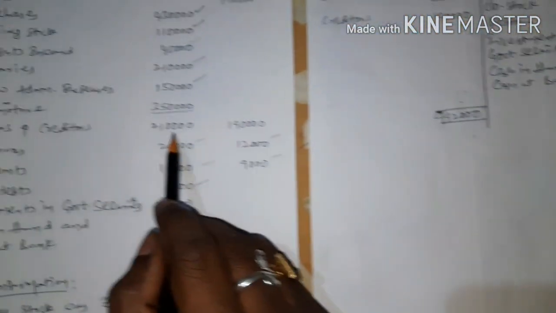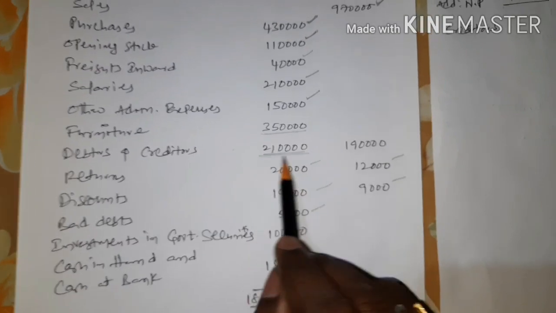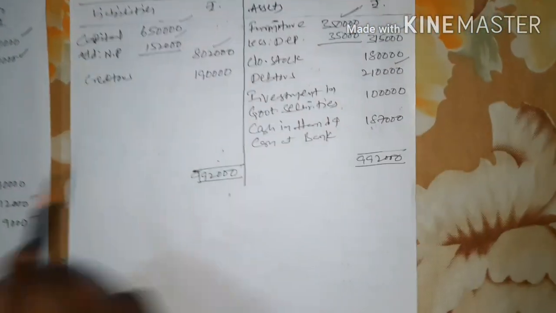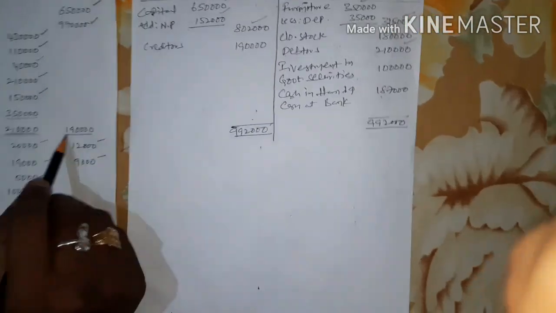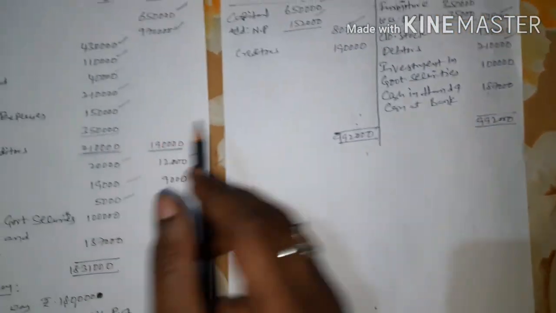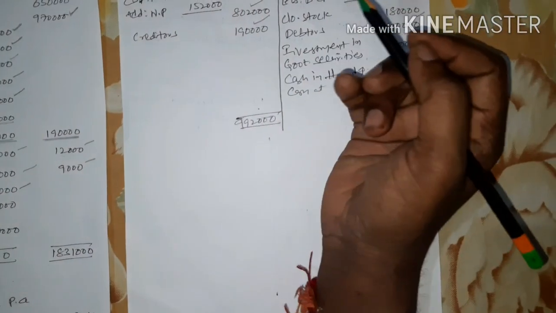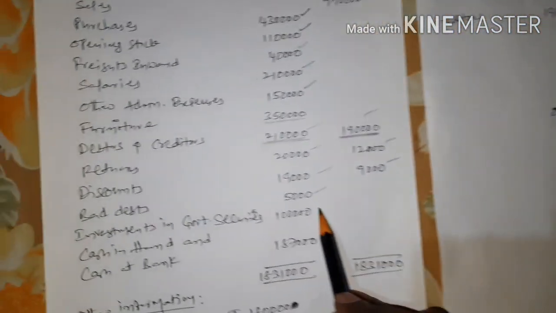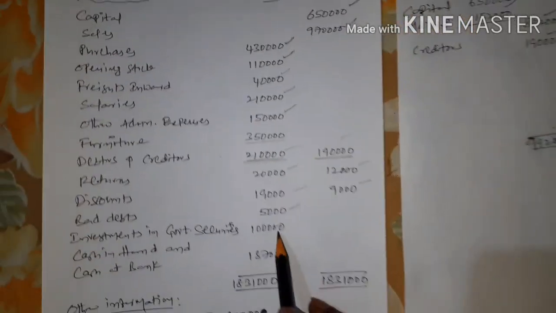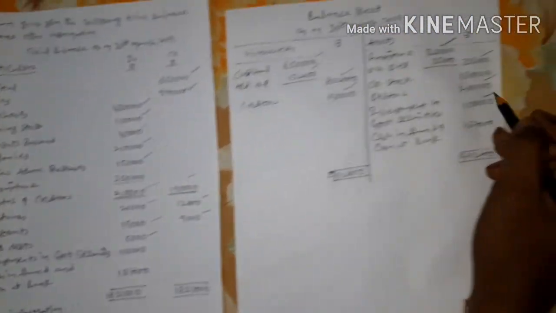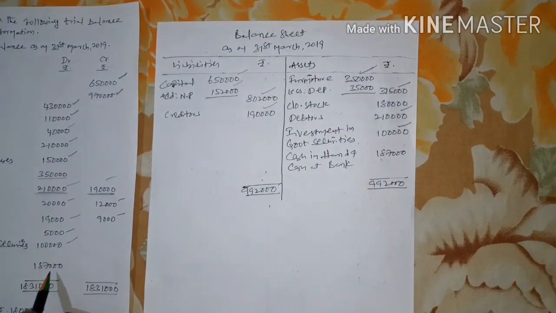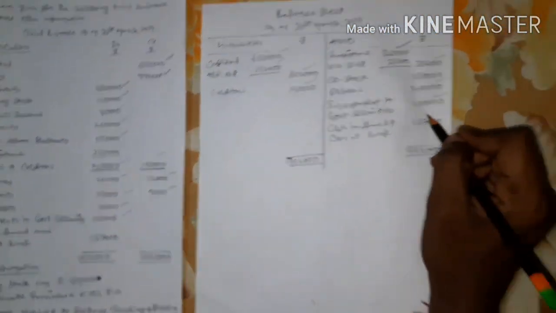Then after that we have debtors. Debtors is an asset. We don't have any adjustment. Directly we'll take here debtors 2,10,000 asset side. Then creditors 1,90,000, it is a liability, and the same will be shown on the liability side. Then returns we have covered, then discounts we have covered, bad debts we have covered. Investment in government securities, it is an asset, friends. The same will be shown on the asset side of the balance sheet. Then cash in hand and cash at bank again is an asset. The same will be shown on the asset side.